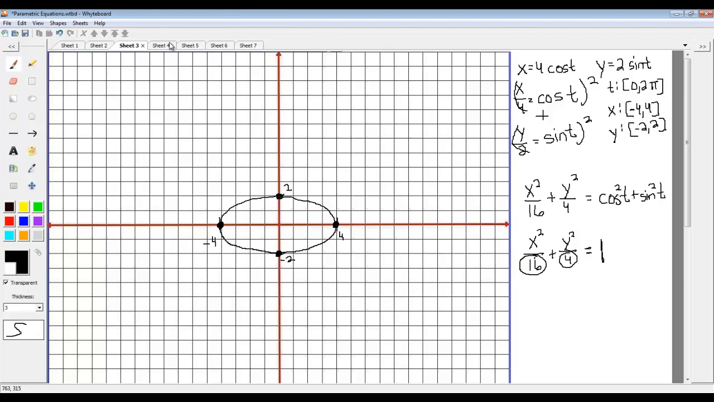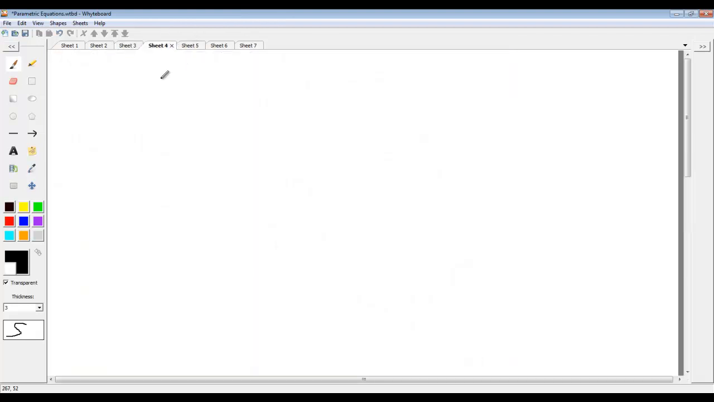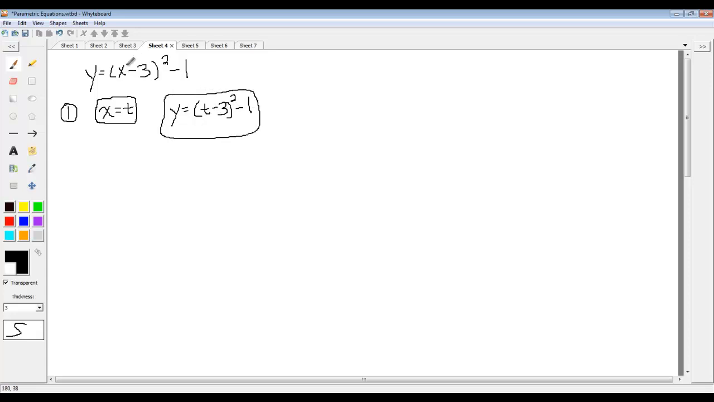Okay. Let's see, what else might you be asked to do? Well, you might be asked to take a rectangular equation and put it into parametric form. And when you have to do that, there can be multiple correct answers. Like, there's 2 that spring to mind for me here. One is that you let x equal t as one of your parametric equations. And if you do that, then y equals (t minus 3) squared minus 1. And since x can be any real number, so can t, so the parameter t is negative infinity to infinity.